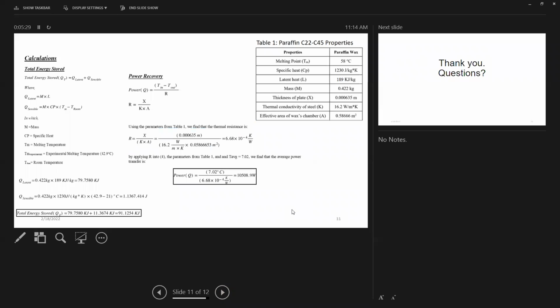For this work also, we're going to calculate the total energy storage, and we calculate the power recovery by using those formulas here. The total energy storage is a function of the latent heat and also of the sensible heat. We know the properties of the paraffin, such as the melting point, specific heat, latent heat, the mass, thickness of the plates, thermal conductivity, and also the effective area of the wax, which we need to find the power recovery as well as the total energy recovery.